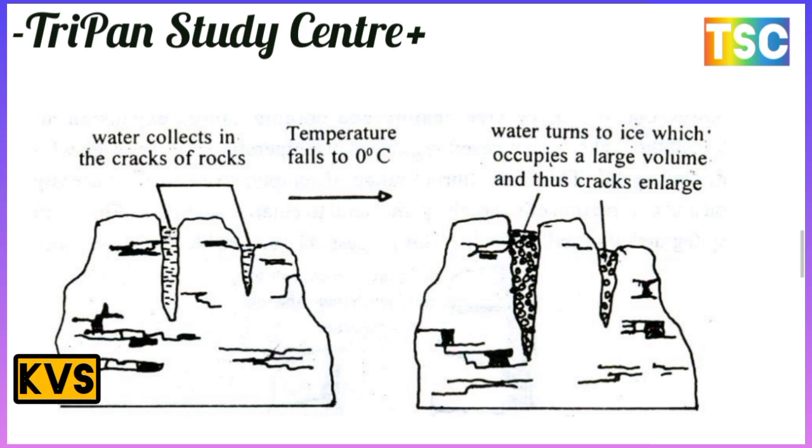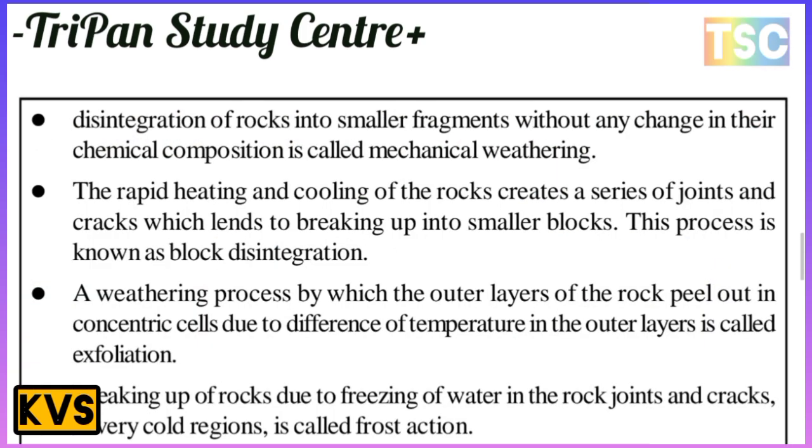This is the most important example in this figure. The main point here: disintegration of rock into small fragments without any change in its chemical composition is called mechanical weathering, or physical weathering. Rapid heating and cooling of the rock creates a series of joints and cracks, which lead to the rock breaking up into smaller blocks. This process is known as block disintegration.